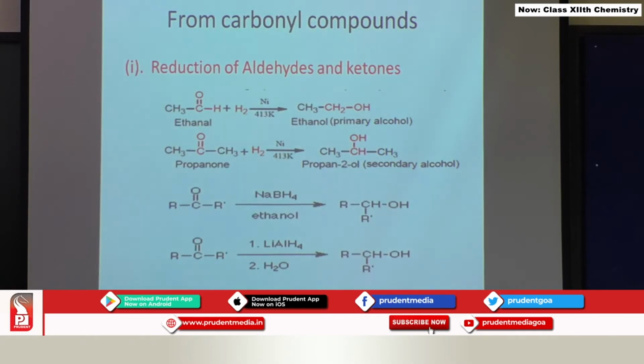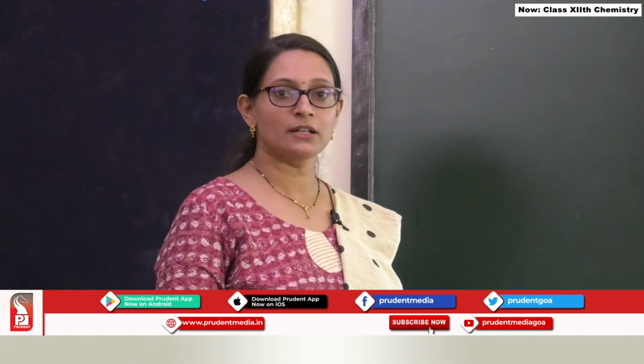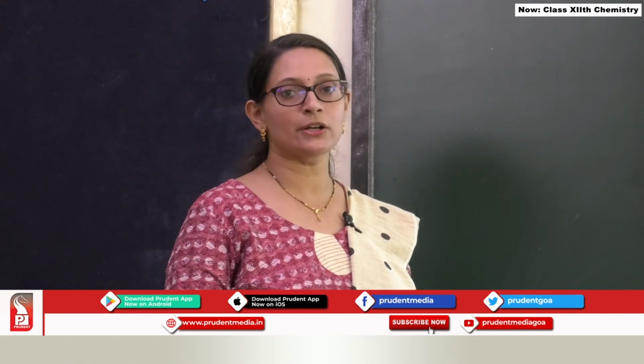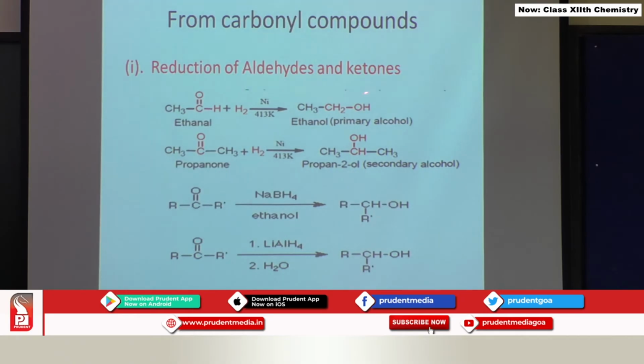The next method is from carbonyl compounds. So we have finished with the two methods from alkenes, and now we are going to the carbonyl compounds. Reduction of aldehydes and ketones is the first method. I have started with ethanal and added dihydrogen to it. This is called catalytic reduction. One hydrogen gets added to this carbon, another hydrogen gets added to oxygen, the double bond gets converted into a single bond, and you are going to end up with a primary alcohol.